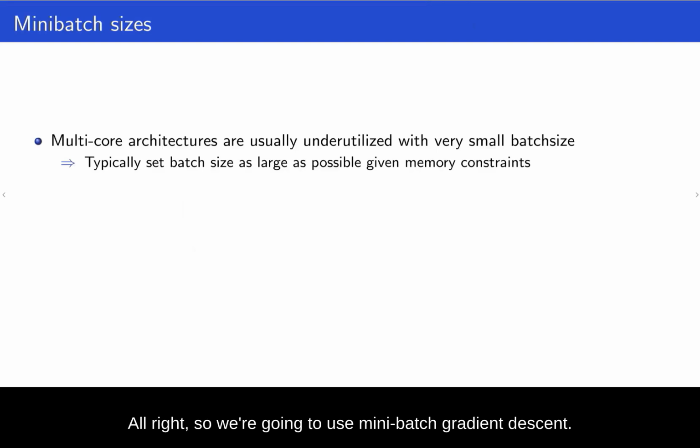All right, so we're going to use mini-batch gradient descent, but how are we going to actually choose this mini-batch size? Because mini-batch gradient descent is really a generalization of gradient descent. We could just set the mini-batch size to the whole data set, and we would just get exactly batch gradient descent back. So it's all about how to set this mini-batch size.